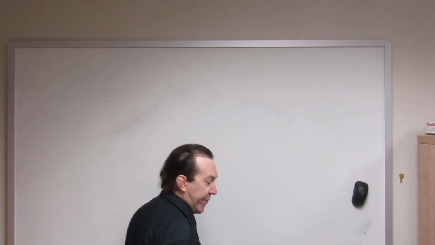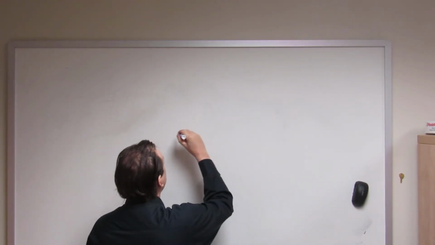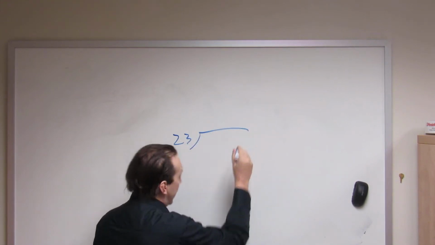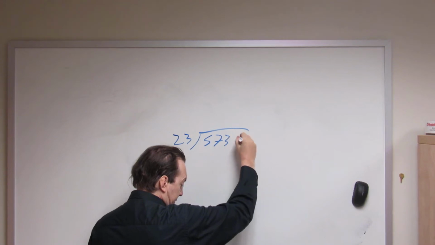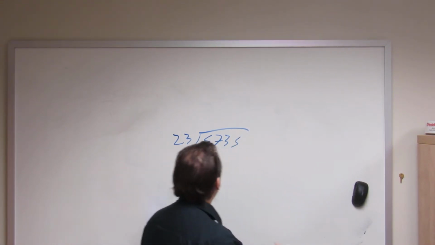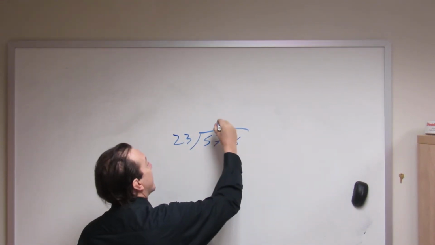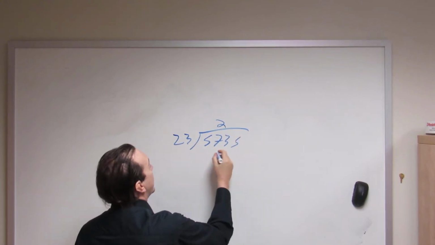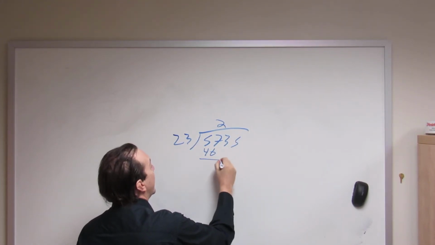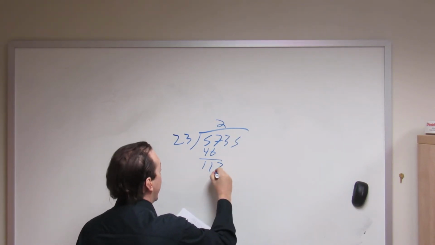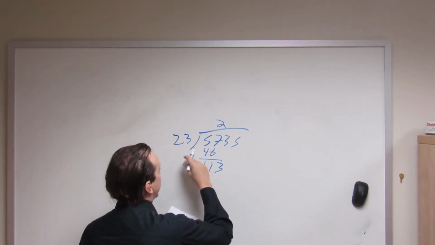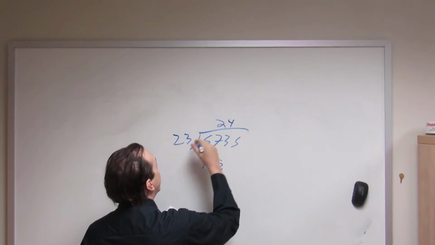Then you're going to have something where you need to divide. So let's say we have 23 divided into 5735. So 23 goes into 57 2 times. 2 times 23 is 46. So we have 11 remaining. We bring down the 3. It goes into 113 4 times.